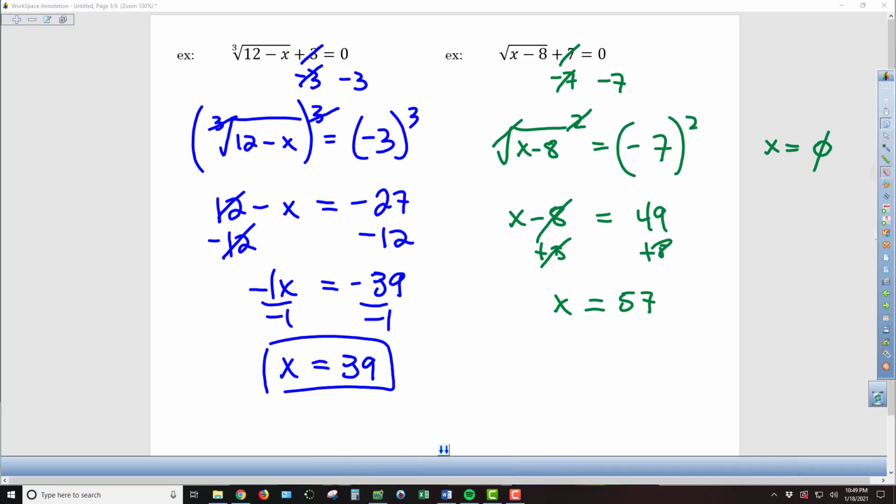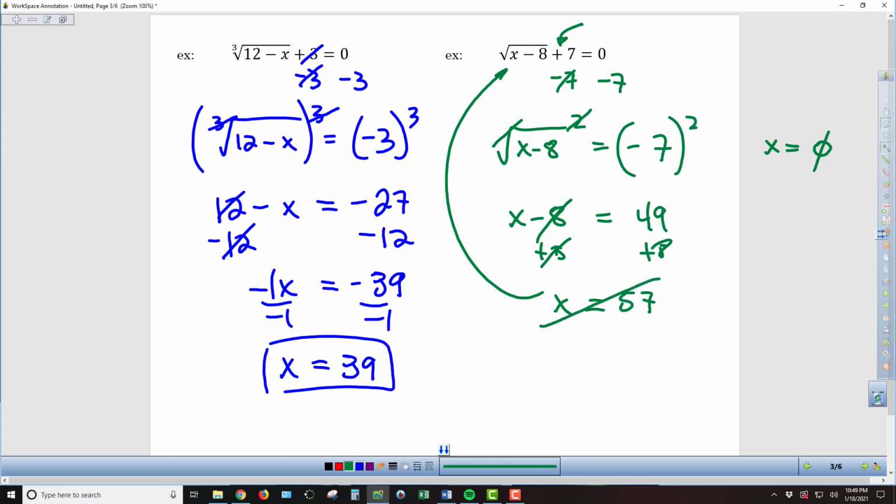But if I go back to the original problem now and plug in this 57, so I get x minus 8. So 57 minus 8 is 49. The square root of 49 is 7. But then I have 7 plus 7 is supposed to equal 0. So this is the indication that the answer doesn't work. And so as long as we check our work, we'll still catch an extraneous answer.